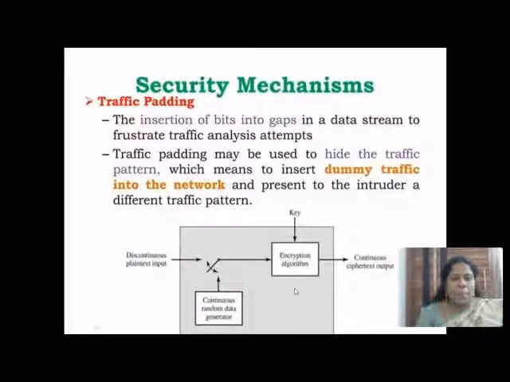Next one is traffic padding. Padding means adding extra bits. It is the insertion of bits into the gaps in the data stream to frustrate traffic analysis attempts. Traffic padding may be used to hide the traffic pattern, which means inserting dummy traffic into the network and presenting to the intruder a different traffic pattern.